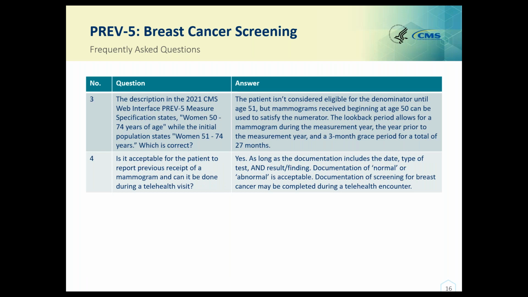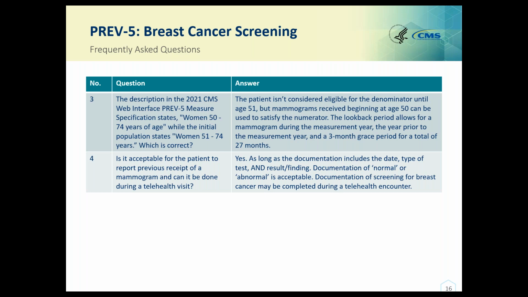Question 3. The description of the 2021 PrEP5 measure specification states women 50 to 74 years of age, while the initial population states women 51 to 74 years. Which is correct? The answer is that the patient isn't considered eligible for the denominator until the age of 51, but mammograms received beginning at age 50 can be used to satisfy the numerator. The look-back period allows for a mammogram during the measurement year, the year prior to the measurement year, and a 3-month grace period for a total of 27 months.